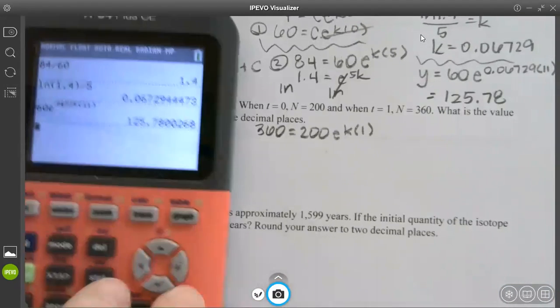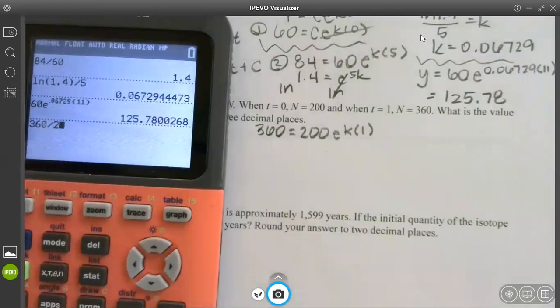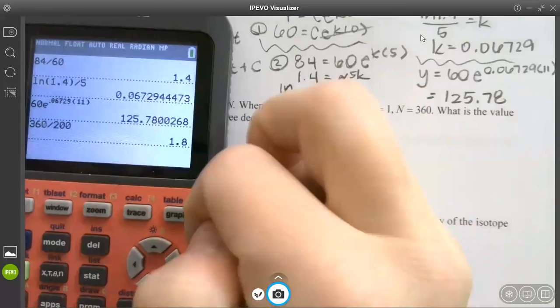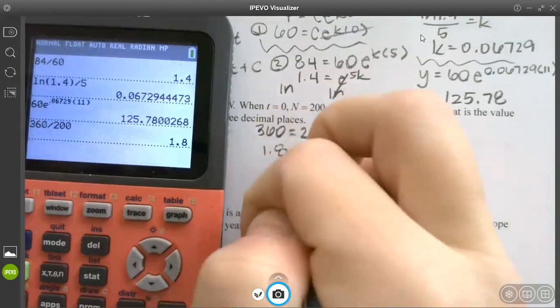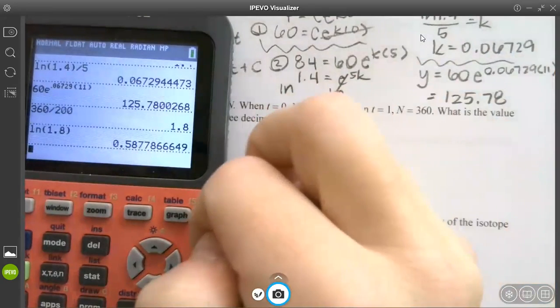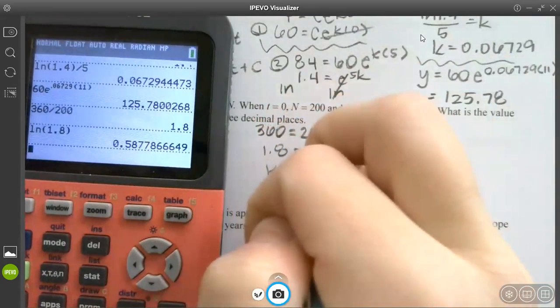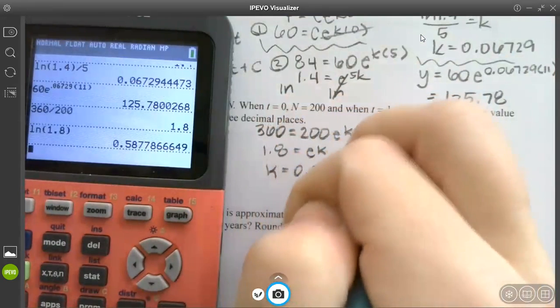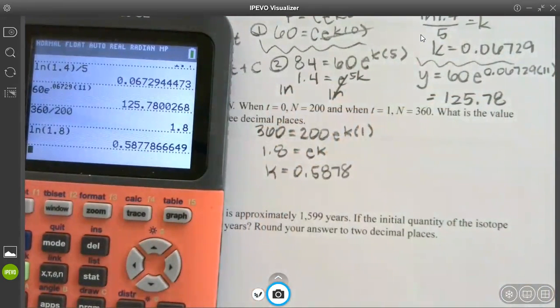How do I solve? We get 1.8 equals e to the k. How do I solve? We get k equals 0.5878. Like I said, 4 decimal places should give you enough.